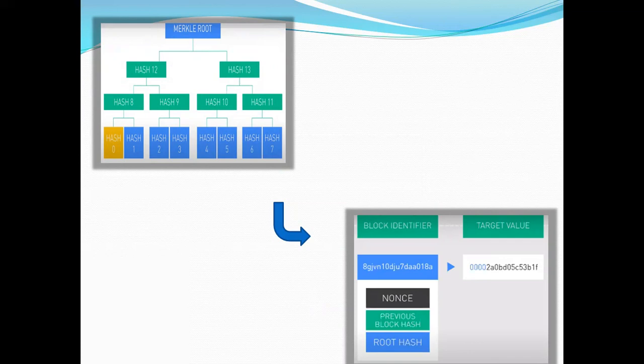The root hash, along with the hash of the previous block and a random number called nonce, is then placed into the block's header. The block header is then hashed, producing an output hash. In order to produce an output hash with the desired number of zeros in the beginning of the hash, the miners add nonce into the block before running it through the SHA-256 algorithm.